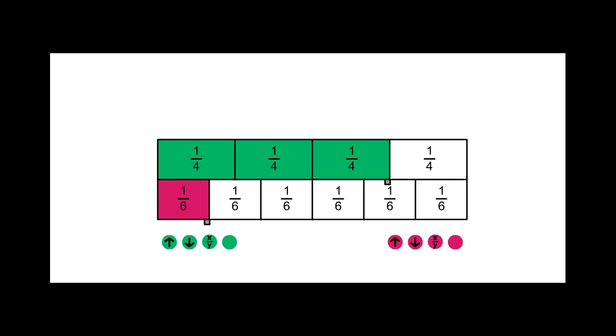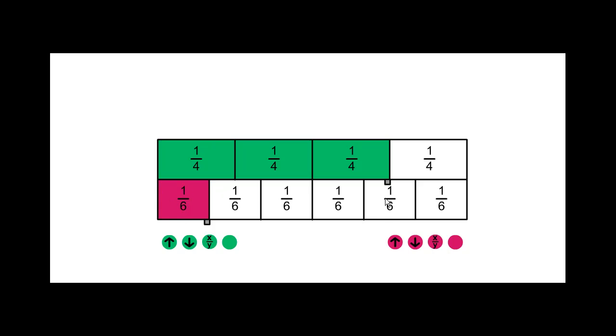The top fraction bar is divided into 4 equal pieces, and I've shaded in 3 of the 4 pieces. So the top fraction bar is showing 3/4. The bottom fraction bar is divided into 6 equal parts, and I've shaded in 1 of those parts. So this fraction bar is showing us 1/6.